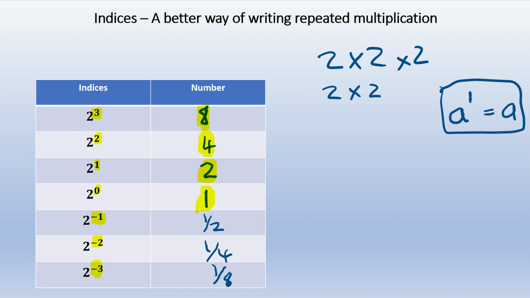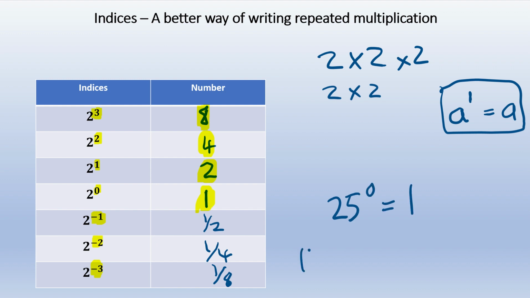So 2 to the power of 0 here is equal to 1. You will get the same answer for 2 to the power of 0 as for 3 to the power of 0 or 4 to the power of 0 or any number to the power of 0. If you don't believe me, you can check on your calculator, pick any number you want. I'm going to pick 25.